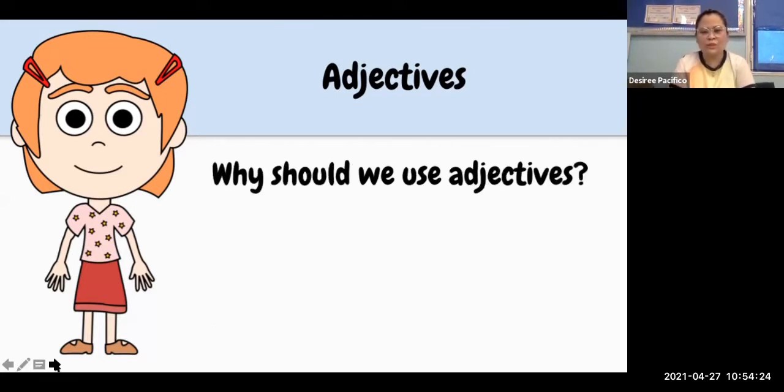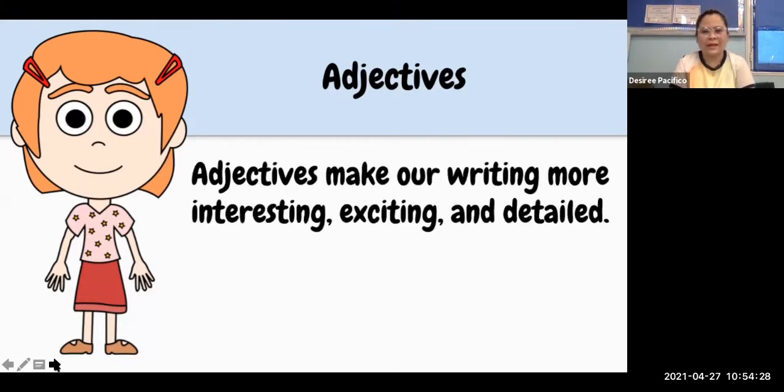Why should we use adjectives? Why is it important? Adjectives make our writing more interesting, exciting, and detailed. So if we want more detail about a noun, we need to add more information. So what information should it be? It should be an adjective.